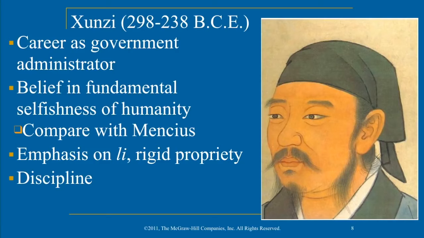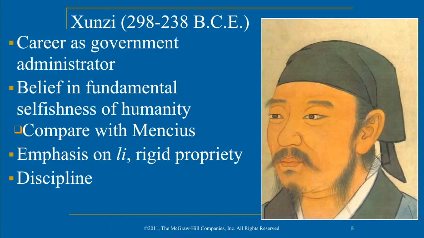And instead, Mencius believed that people were going to take advantage of one another as much as possible without certain structures in place to prevent that. So Junzi was emphasizing Li, or rigid propriety. He believed that the only way to keep people from taking advantage of one another and just overusing their power was to keep rigid propriety.